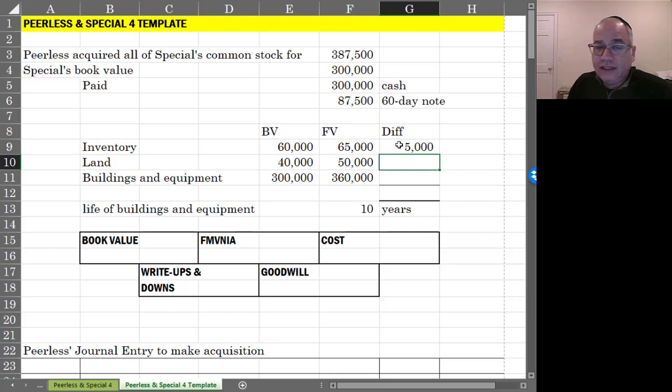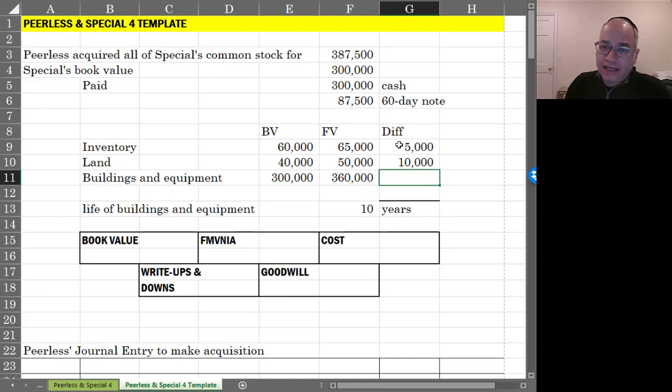I always phrase this carefully because it's easy to get it mixed up. Sometimes in the book or in an exam question, it'll say inventory was undervalued by $5,000. And then students say, oh, undervalued, I should subtract it. No, undervalued means it should be written up. Overvalued means it should be written down. Be careful of that.